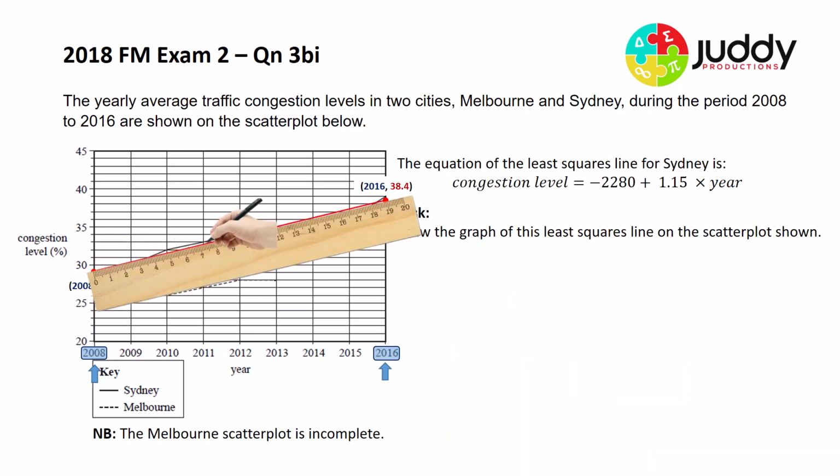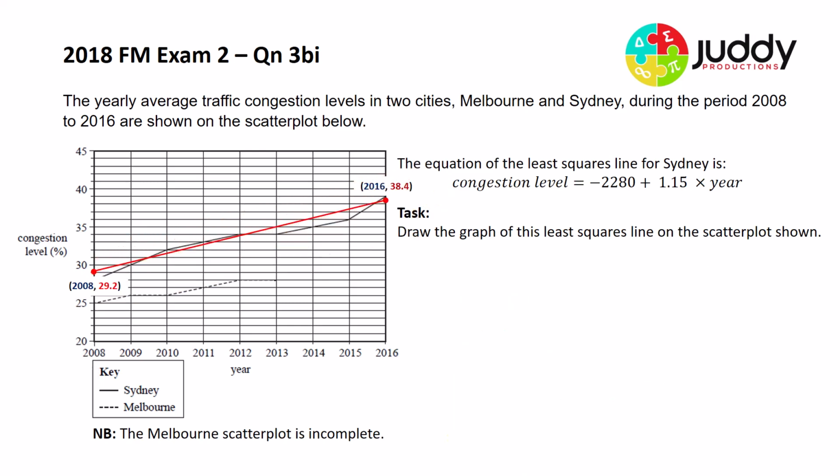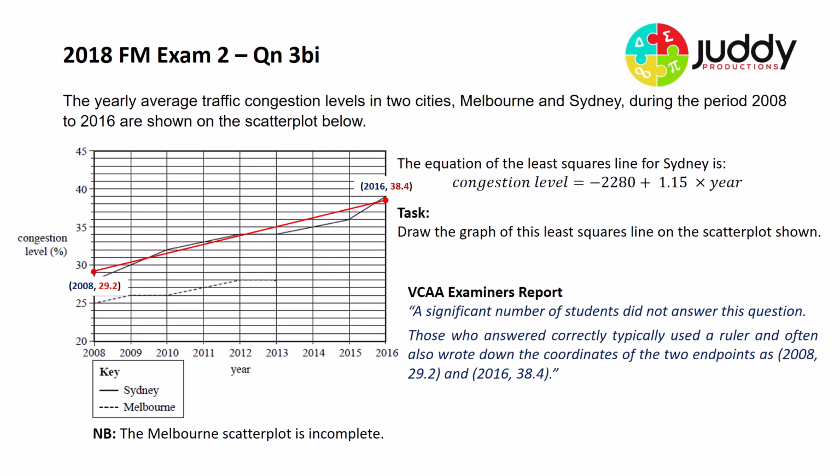Final step is take a ruler and join. Easy. So the examiner's reports on this one. Significant number of students did not answer this question. Can you believe it? Those who answered correctly typically used a ruler and often also wrote down the coordinates of the two endpoints, that is 2008, 29.2 and 2016, 38.4. You don't have to state these coordinates, but it seems that many students who got the answer right did so. So maybe a good tip.